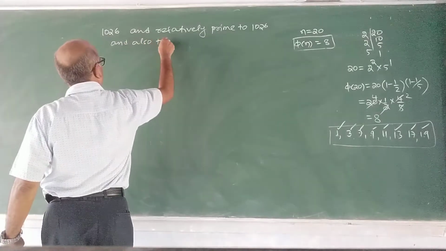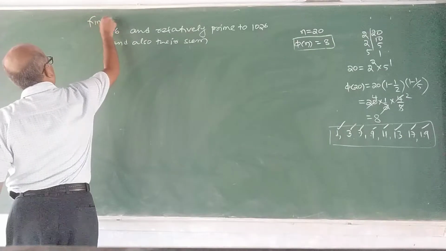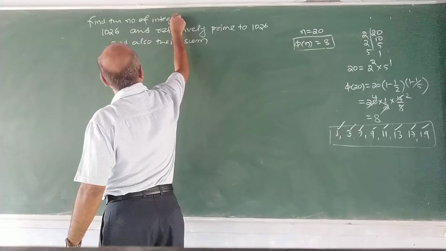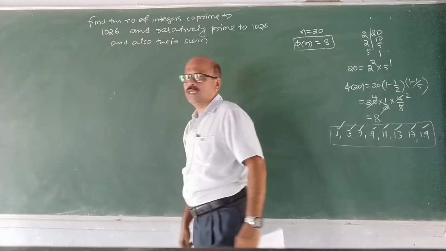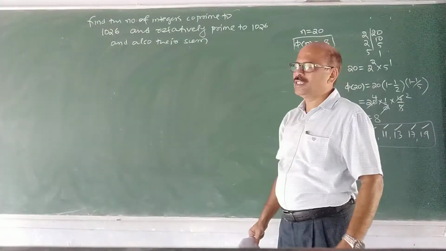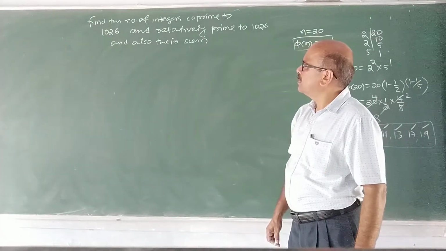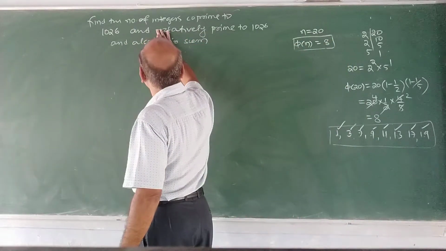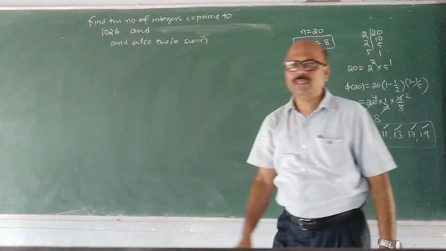Problem is, find the number of integers co-prime or relatively prime to 1026, and also their sum. Now it is correct. Problem is like this.